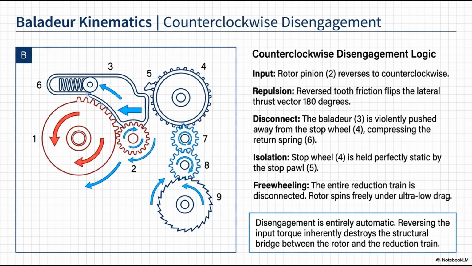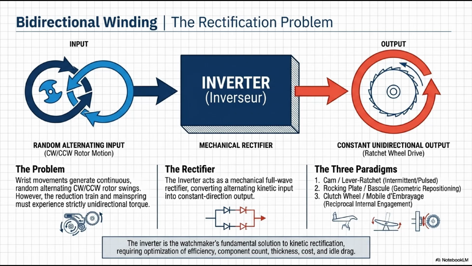Disengagement is entirely automatic and instantaneous. Reversing the input torque inherently destroys the structural bridge. We now move from single direction to the immense complexity of bidirectional winding. This introduces the rectification problem. Look at the conceptual flow on the screen. On the input side, we have the human wrist. Wrist movements generate continuous, random, rapidly alternating clockwise and counterclockwise rotor swings.